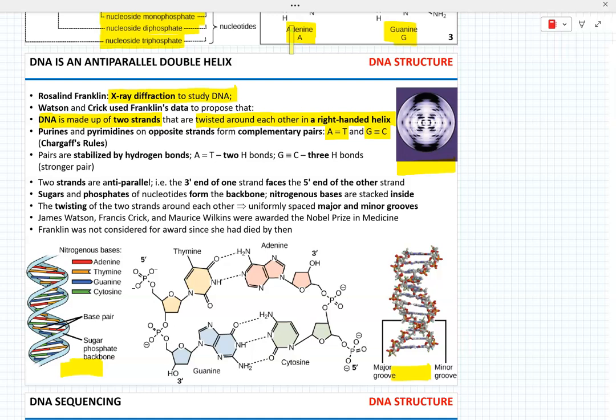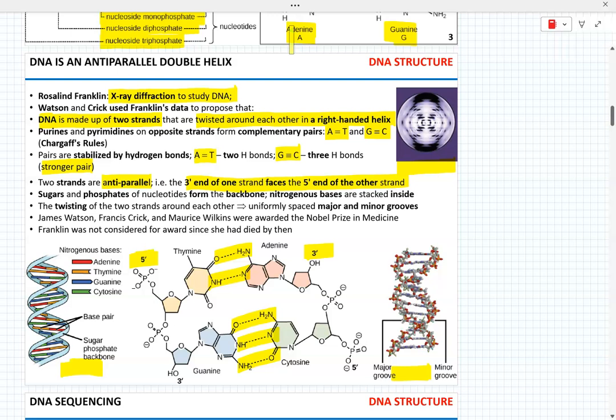These pairs form hydrogen bonds between themselves, and you can see that AT pairs form 2 hydrogen bonds, while GC pairs form 3. So GC pair is essentially a stronger pair. The strands of the DNA in the double helix are anti-parallel, so 3' end of one strand faces 5' end of the opposite strand, and vice versa.